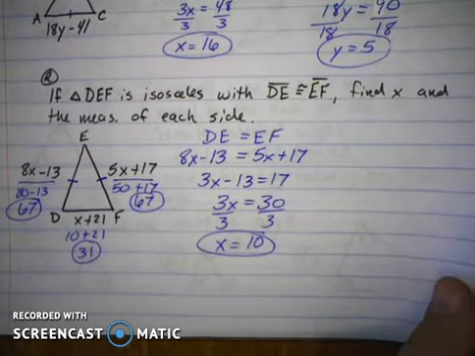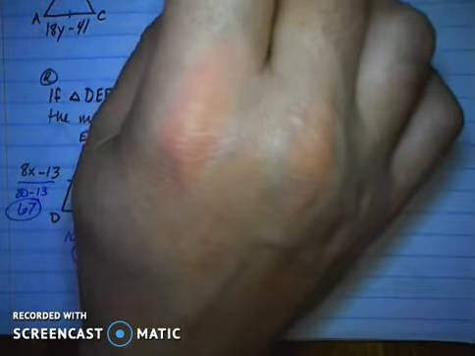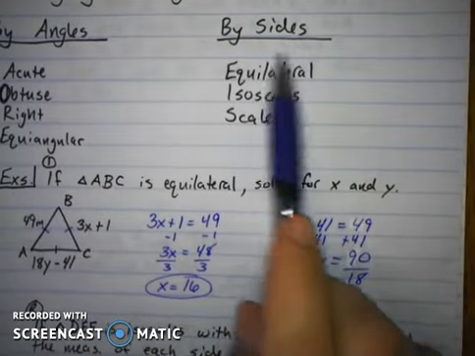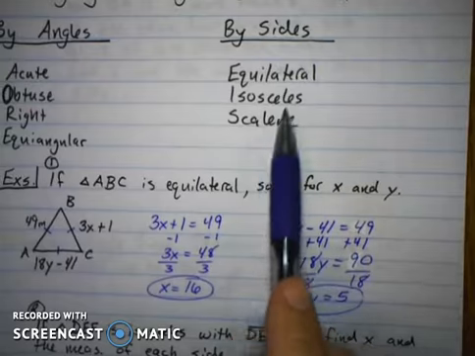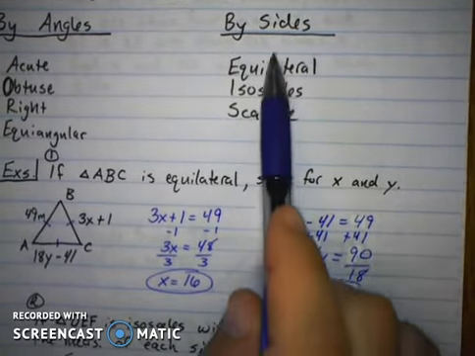All right, so we're going to have some problems that we work on in class like these, where we work with the length of the side classifications: equilateral, isosceles, scalene. There's not a whole lot we can do with scalene since nothing is congruent. So we're focusing on these two.